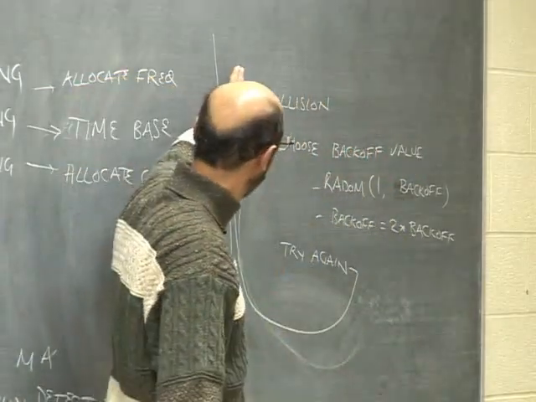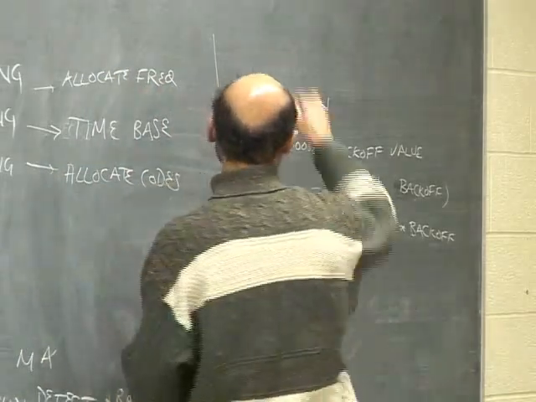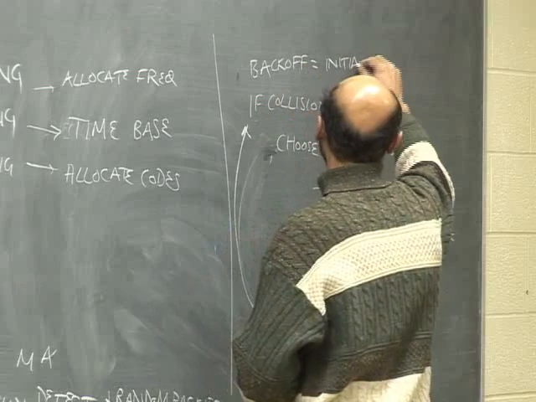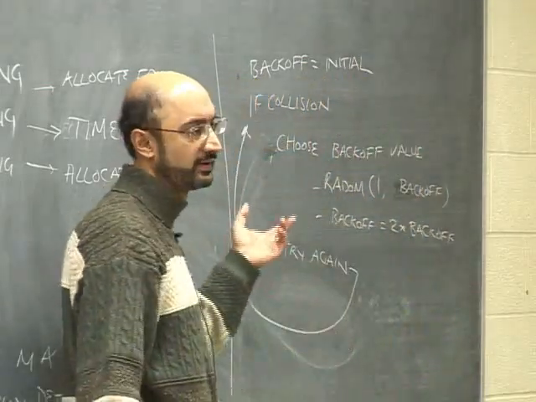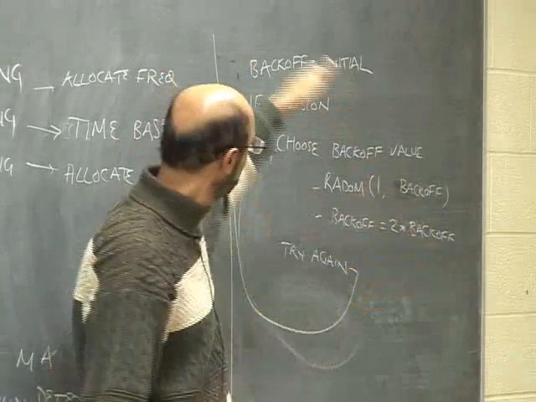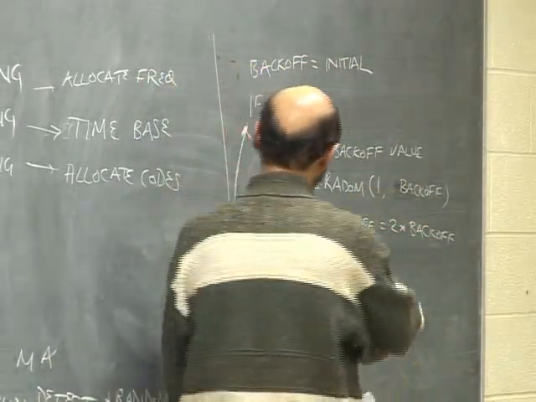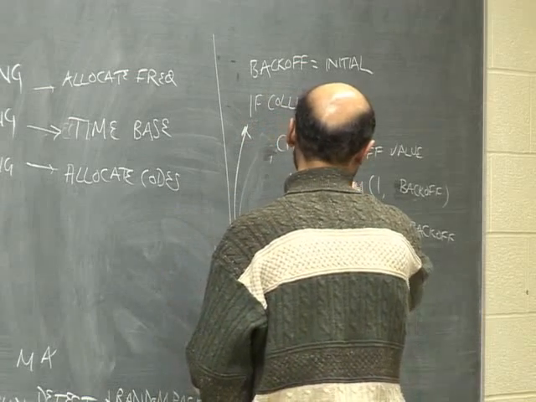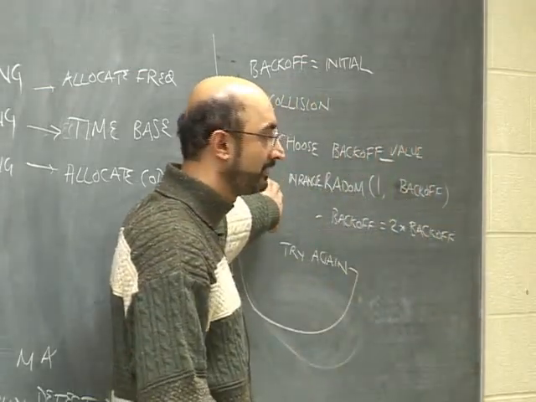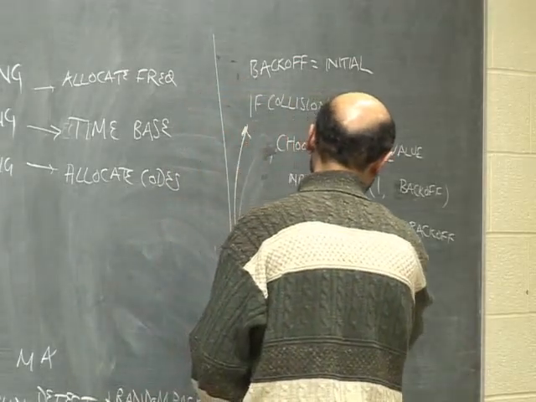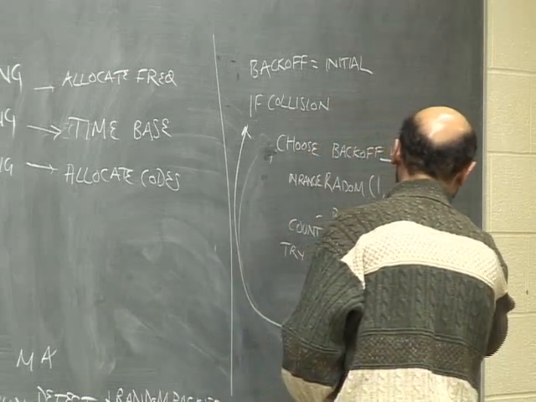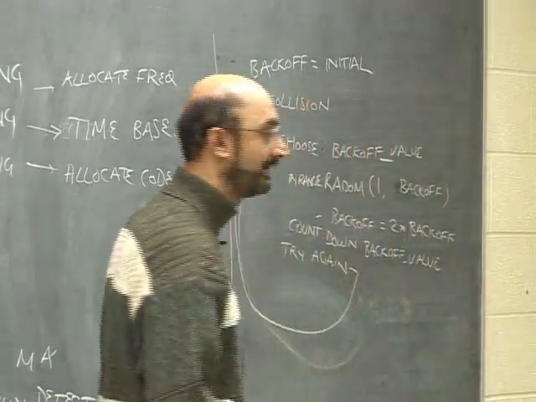So what's happening is, on a collision, we choose the backoff value randomly in the range. We start off with backoff equal to some small initial value, something like a few hundred milliseconds as it turns out. If there's no collision, life is good, you got through. If there is a collision, we choose the backoff value randomly in the range one to backoff, I double it, I count down, and then I send the packet.